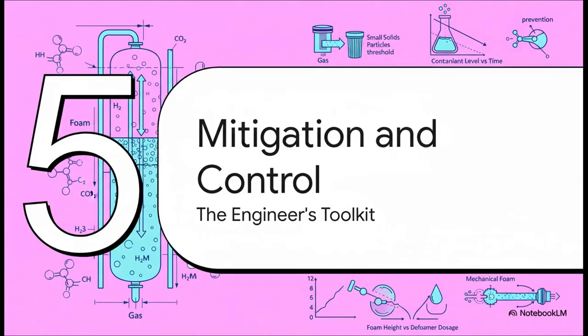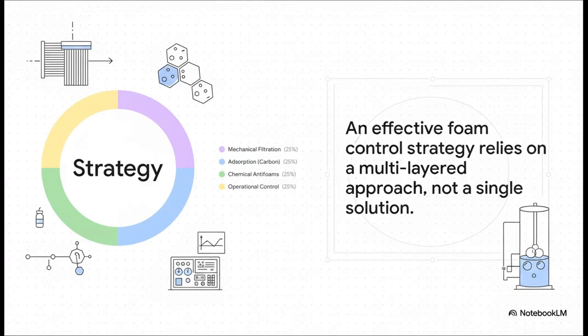So, we've gone through the diagnosis, we know about the contaminants, we know about degradation. Now let's talk solutions. What's in the engineer's toolkit? How do we stop foam from ever starting, and how do we kill it when it does? The first thing to accept is that there is no magic bullet here. There's no single fix. An effective, robust foam control strategy is always going to be a multi-layer defense. It's a combination of good mechanical filtration, some chemical adsorption and treatment, and just disciplined, precise operational control.